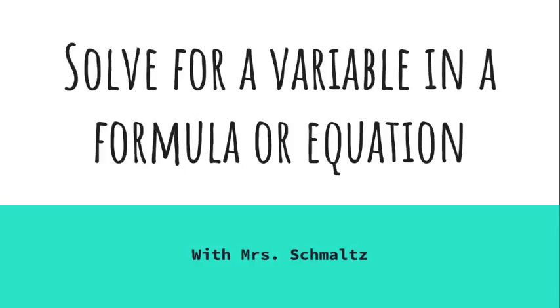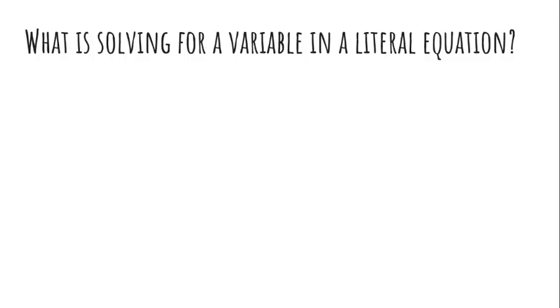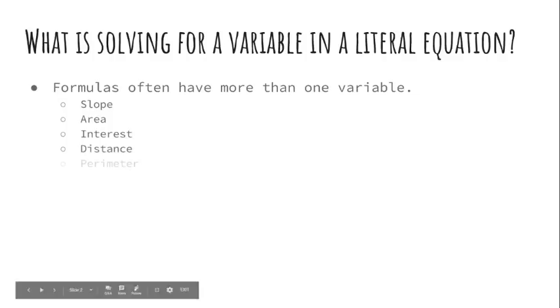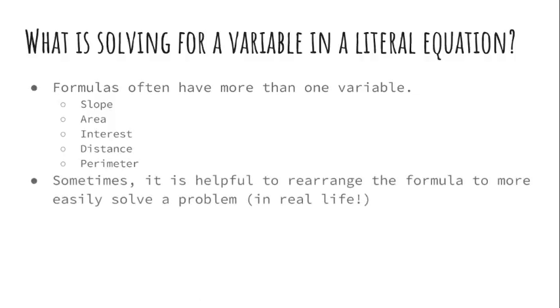In this video, you are going to learn all about how to solve for a variable in a formula or equation. Some people know this as solving literal equations. What do we mean by this? Formulas often have more than one variable. Slope, area, interest, distance, perimeter are all formulas that have more than one variable in them, and there are more.